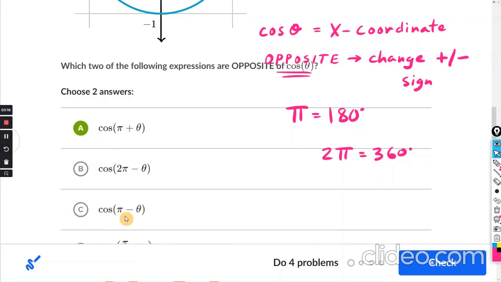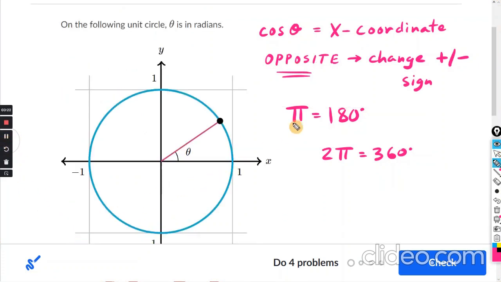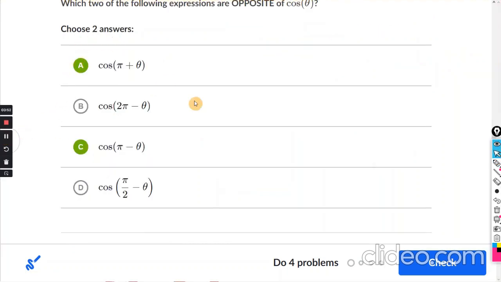Answer C, cosine of pi minus theta. Let's try that. For pi minus theta, we said pi is at 180, so we're starting here. That's pi, and we're subtracting theta. So we're again going in this direction, and the angle would be right there. Again, we said this was the positive x, and right here, this was the negative x. So that's what we want, the opposite. So answer C is correct. It says choose two answers.